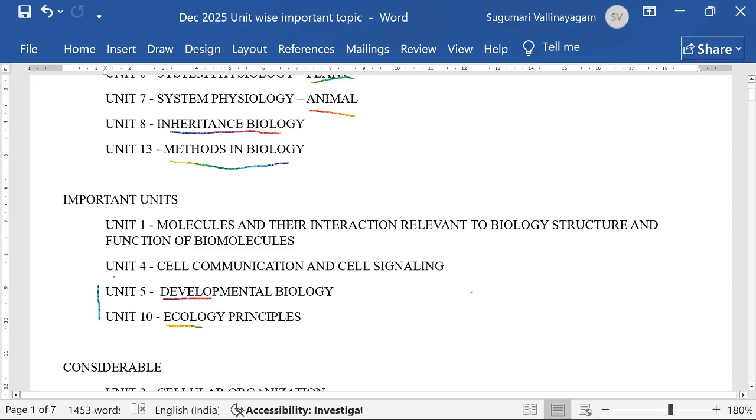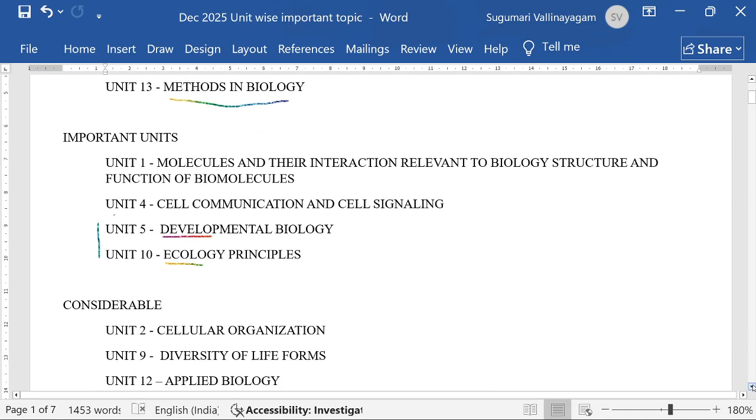Next, consider these 4 units: unit 1, unit 4, unit 5, unit 10. First focus on developmental biology and ecology, because those are new to normal biotechnology and life science people. You can cover some topics and get more marks, and easily attend more questions. And then focus on cell communication, molecular inheritance, molecules and interactions.